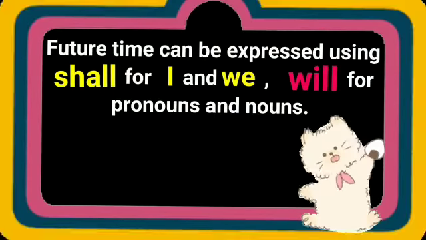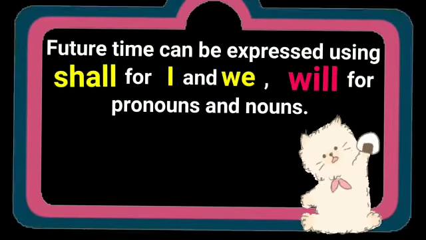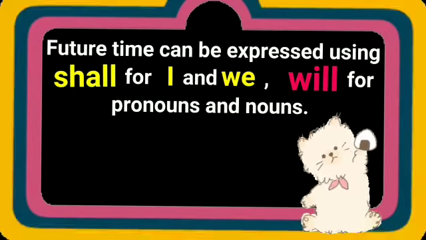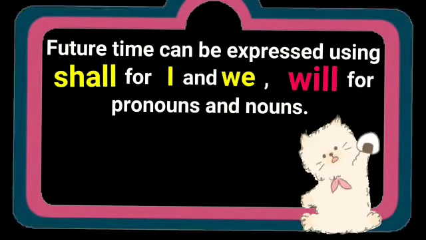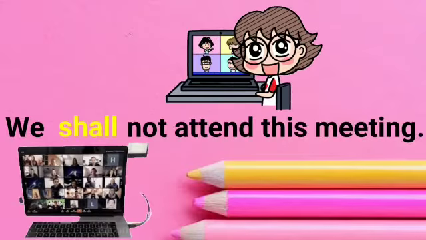Now children, the use of shall. Future time can be expressed using shall for I and we, or will for other nouns or pronouns. So children, mostly with I and we use shall. For example, I shall help you. We shall not attend this meeting.